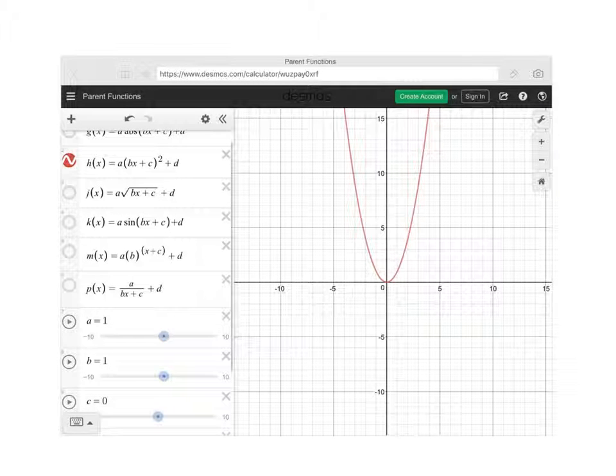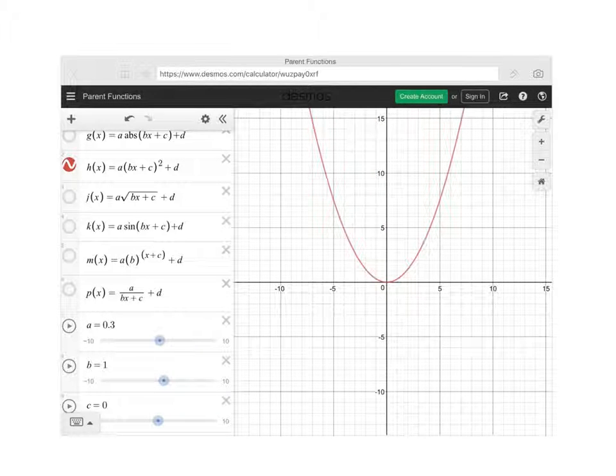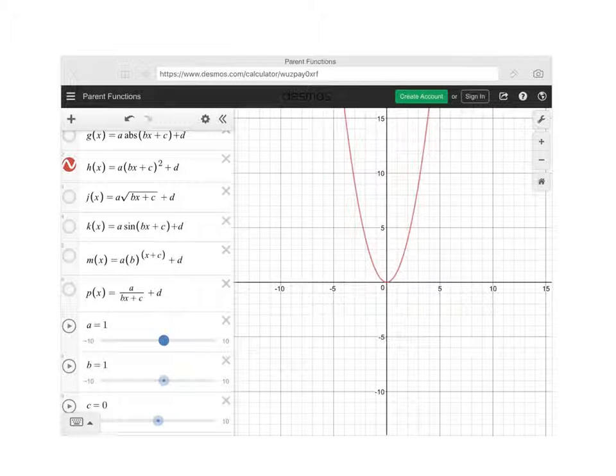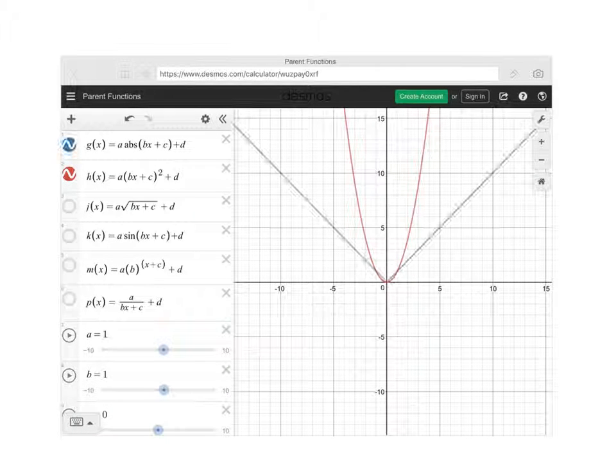I can also show them how increasing a makes this parabola narrow quite a bit, or how decreasing it makes it widen. And then if I were to make a be negative, we would see that reflection over the x-axis that we've talked about that comes from making the entire function negative. So the slider feature is a really useful one because they'll be able to see then how that applies to all the other functions that we talk about.